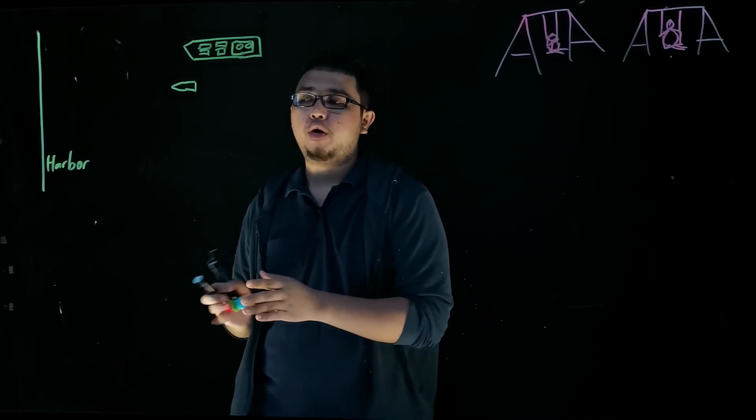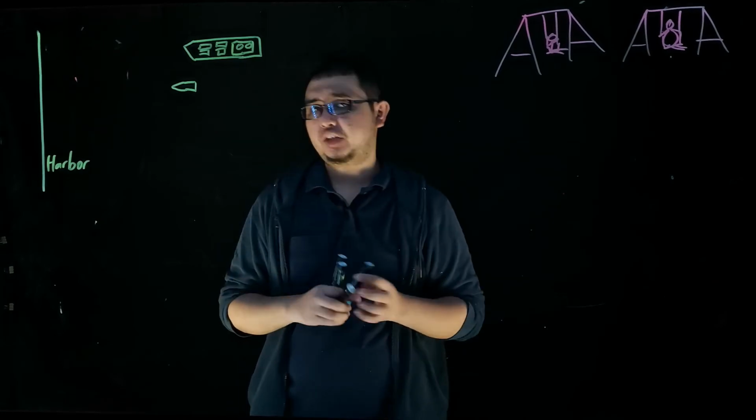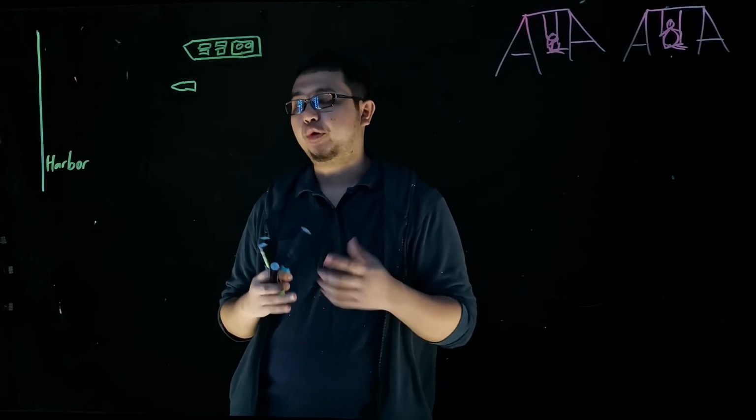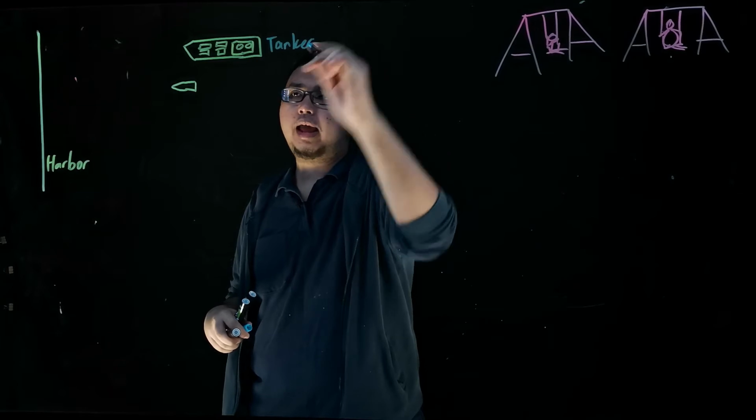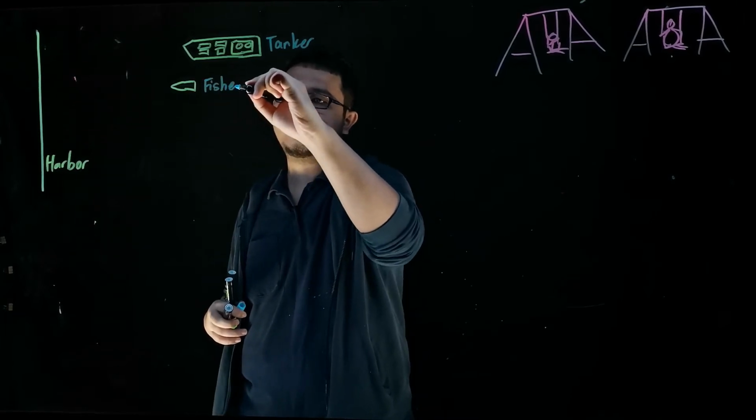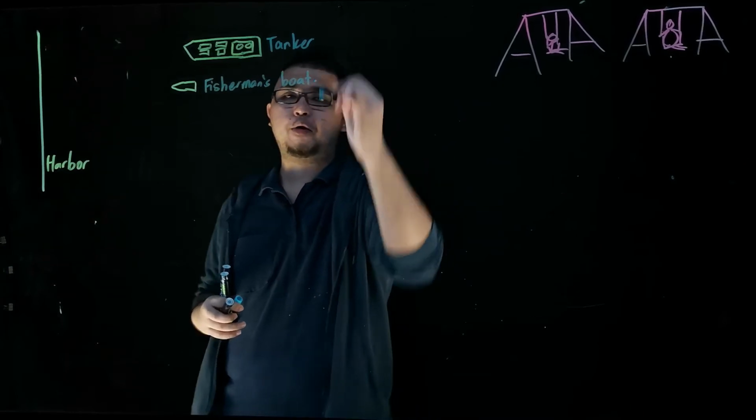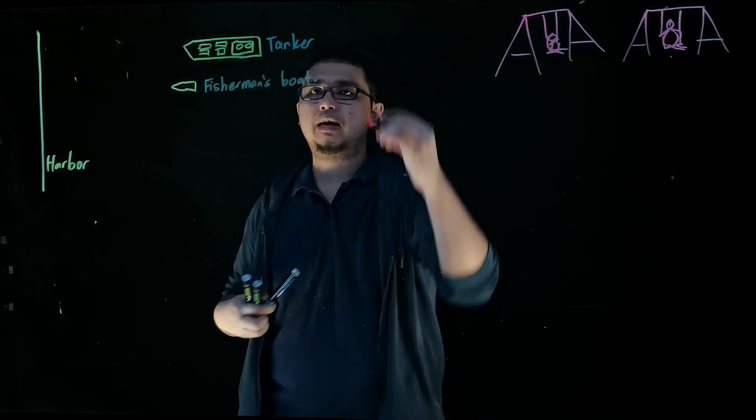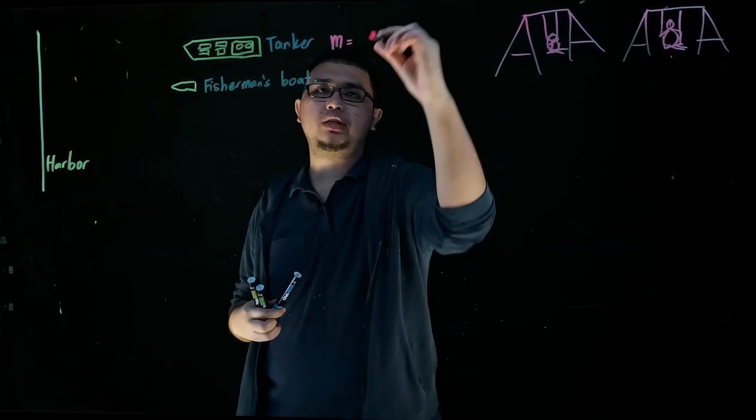Now, on one side, we have the harbour. We have two different kinds of ship. The first one is the one that can carry a huge number of containers, which we call a carrier or tanker. And the other one, let's just say, is a fisherman's boat. Now, what happened here is that the mass of the tanker has a bigger value compared to the fisherman's boat.